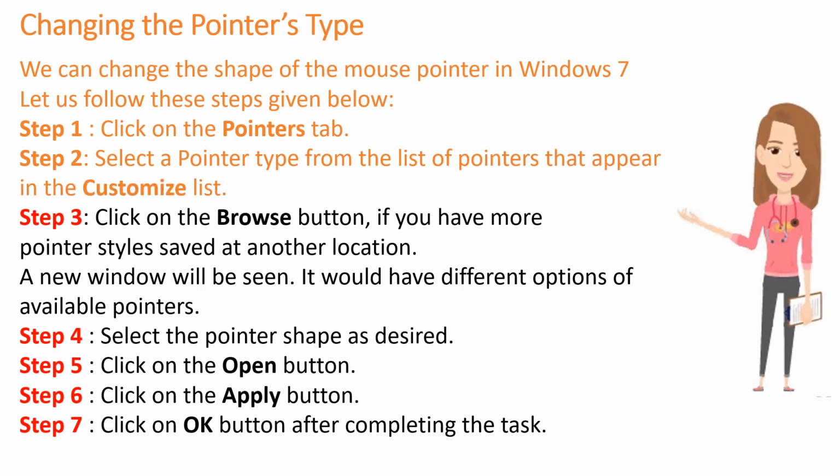Step 3. Click on the Browse button if you have more pointer styles saved at another location. A new window will be seen. It would have different options of available pointers. Step 4. Select the pointer shape as desired. Step 5. Click on the Open button. Step 6. Click on the Apply button. Step 7. Click on OK button after completing the task.